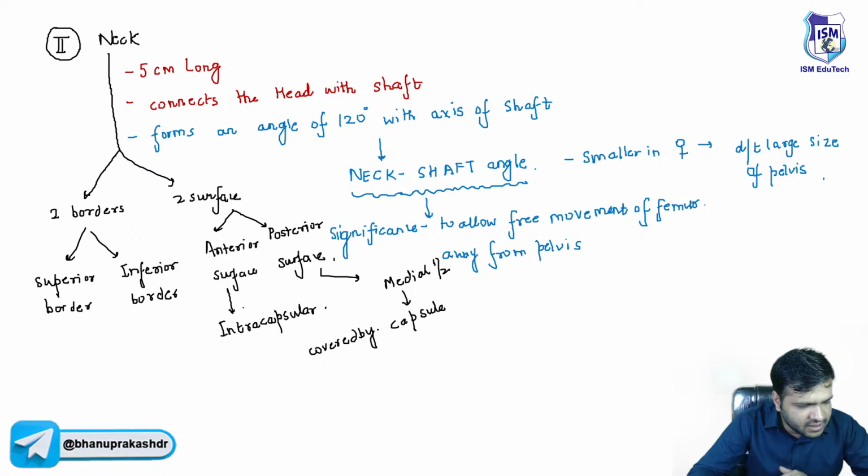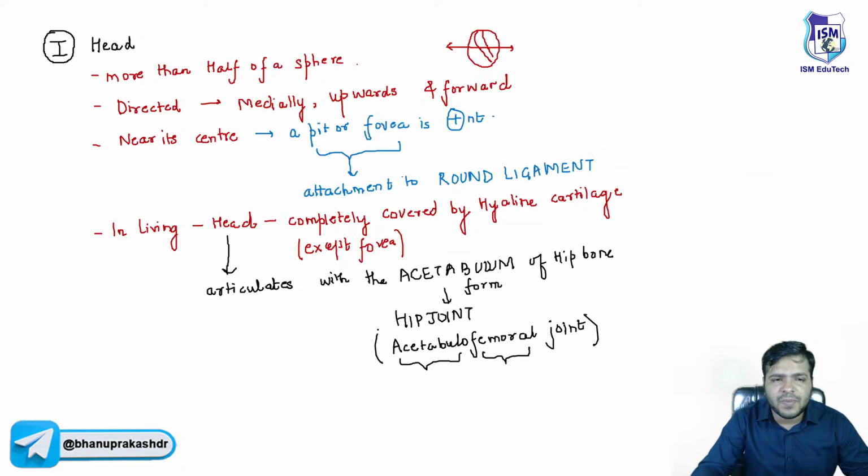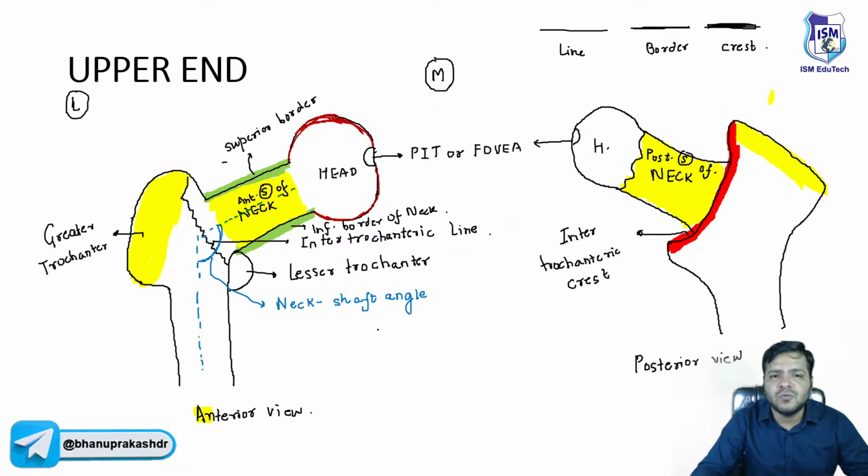Okay, this is all we had to remember in the neck. So the neck is also done. Head is done, neck is done. So we have discussed two parts in the upper end: head and neck. Now coming on to the greater trochanter, beta.